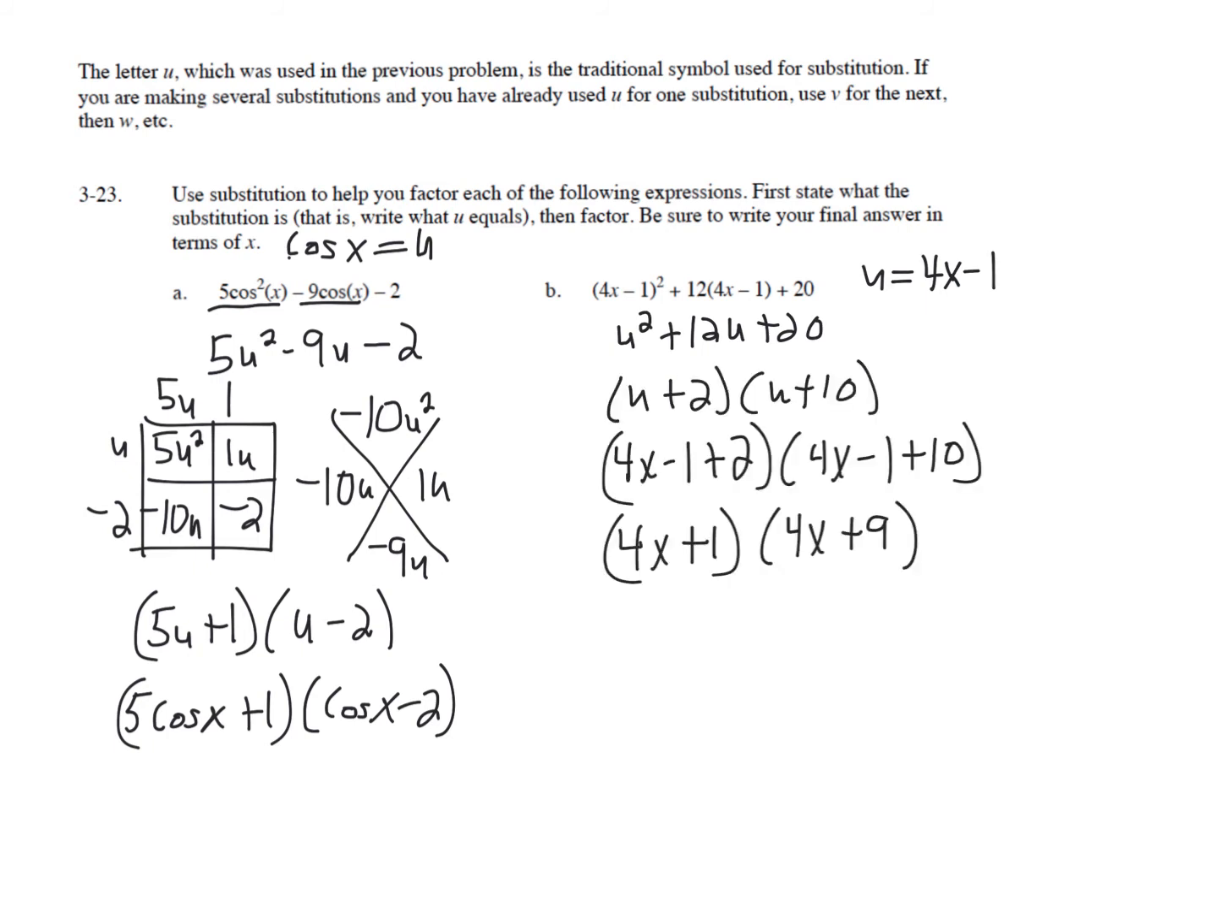Okay, welcome back. So I factored u squared plus 12u plus 20, and then I replaced that u with 4x minus 1. But then I could simplify inside my parentheses. So 4x minus 1 plus 2 simplified to 4x plus 1, and then 4x minus 1 plus 10 simplified to 4x plus 9. All right, on to the next slide.